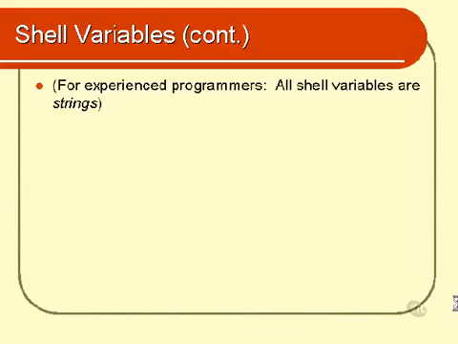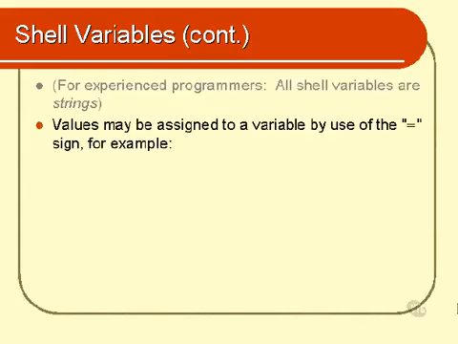What this means, of course, is that you cannot do addition using shell programming. Addition, subtraction, multiplication, division, they are not built in to the shell language because all shell variables are strings, not numbers. However, it is possible to do addition and subtraction in a shell script, but you have to use an extra utility program called expr, which we will look at later on in this course.